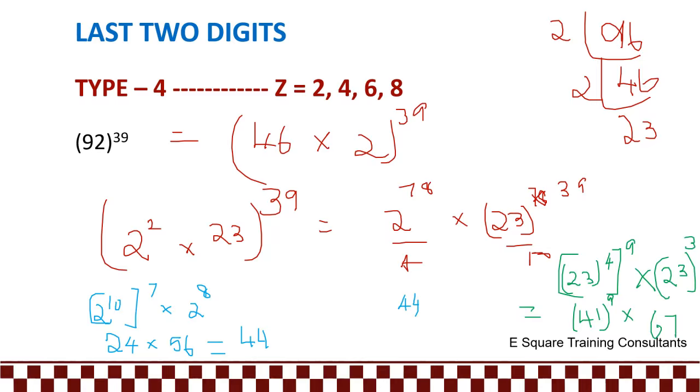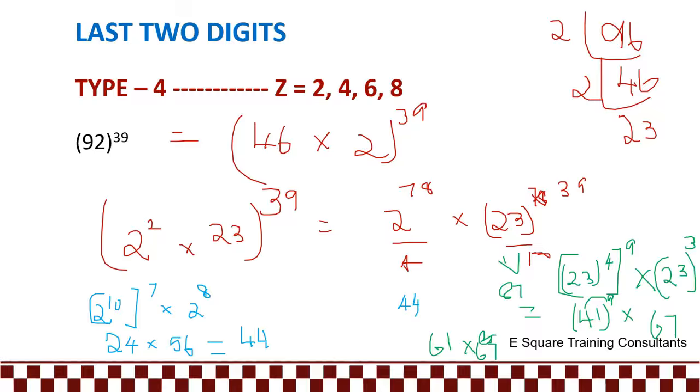Now 41 power 9 is just 1 in the units place. So let me write it out here. 1 in the units place, 4 nines is 36, so this will be 61. So 61 into 67 will be the last two digits of B. 61 into 67 should give you 87. So the value of B will become 87.